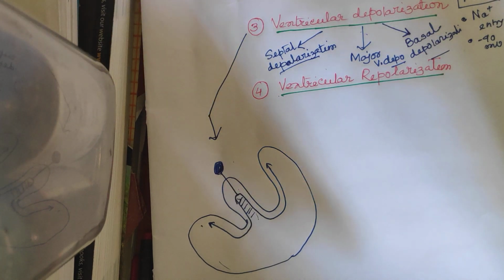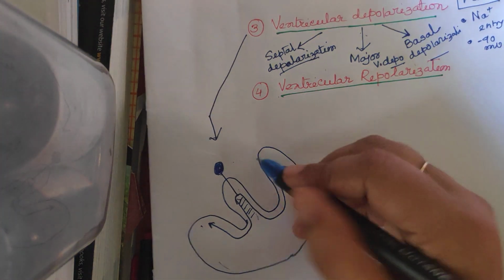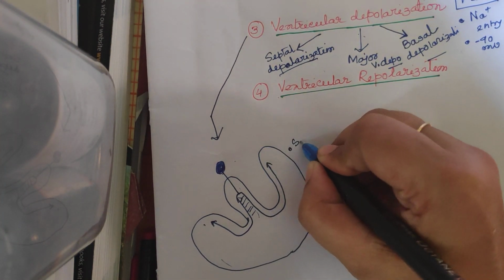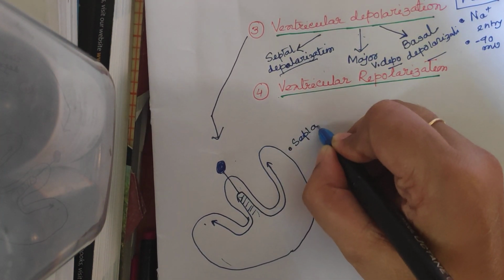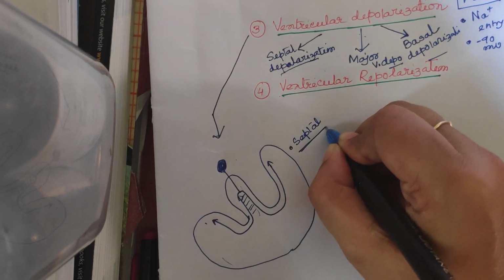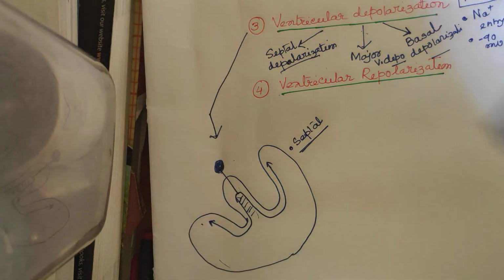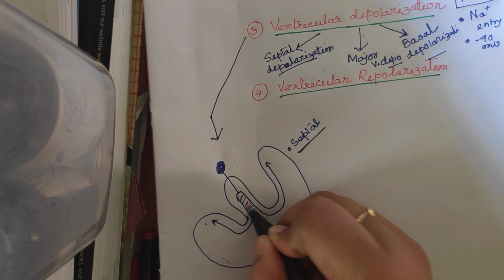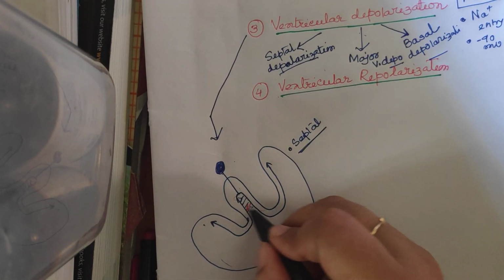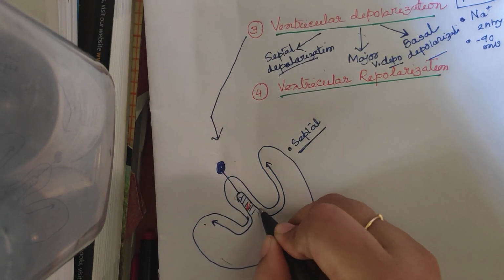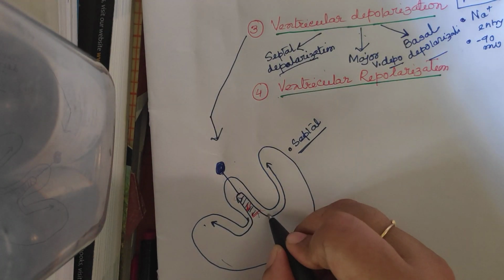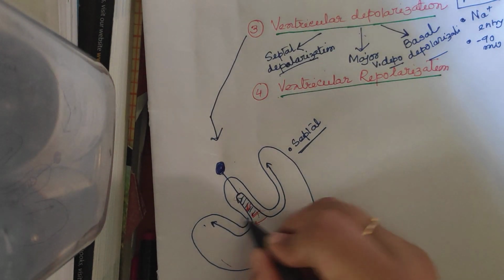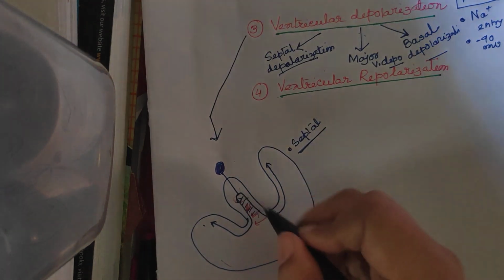So now the ventricular depolarization. First is your septal depolarization. So we all know that in the septum, from the left to the right, initially the left bundle branch will be stimulated, electrically active, then it will stimulate the right part.